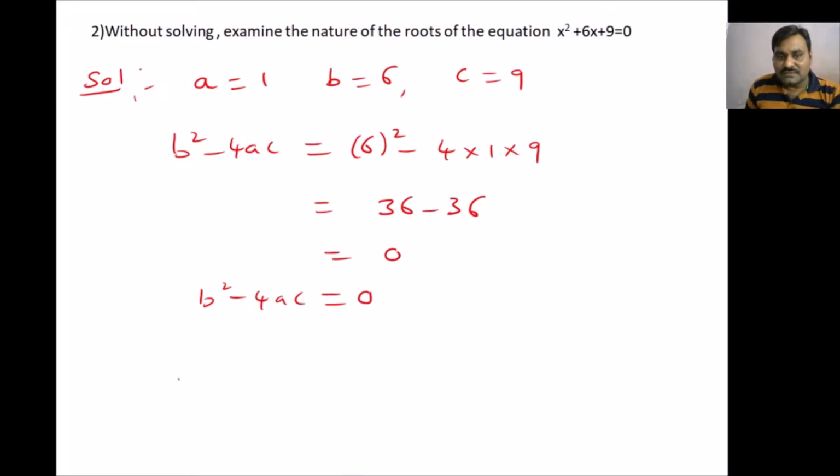Then what condition are we going to get? What type of roots do we get? If b square minus 4ac is equal to 0, the roots are real and equal. In the previous question we got b square minus 4ac lesser than 0, so the roots were not real. Here b square minus 4ac is equal to 0, so the roots are real and equal. Let us check one more question.